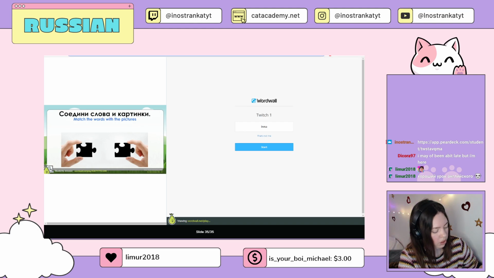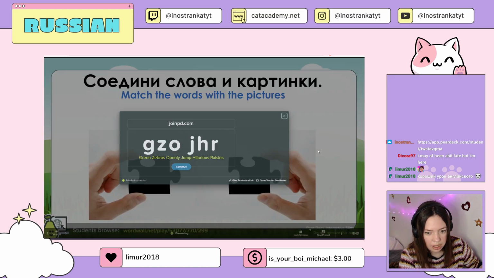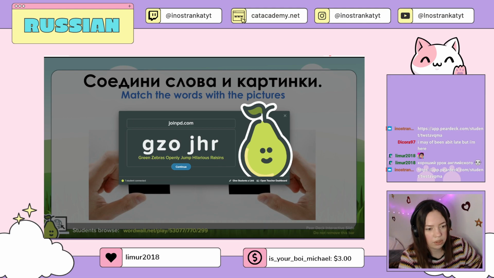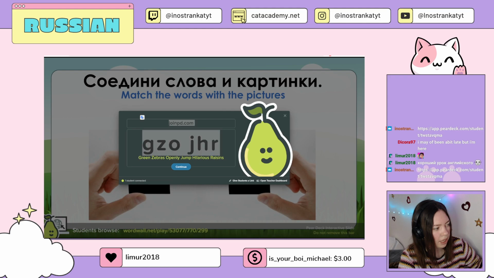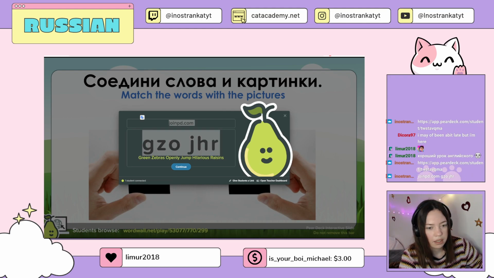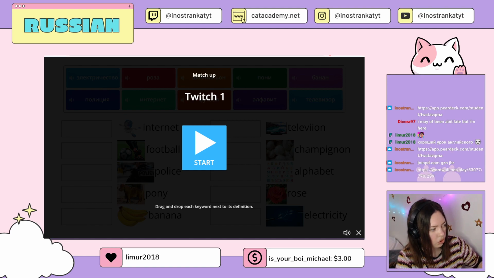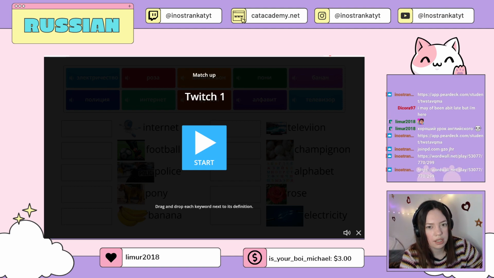So if you are with me in Pear Deck, okay, let me see. I will send you the link one more time. You don't need registration. You only need to use your Google account. Or you can just go to this website, joinpd.com, and add this code. So no registration is needed. Or if you don't have a Google account, you can just go to WordWall and try to finish the exercise here.